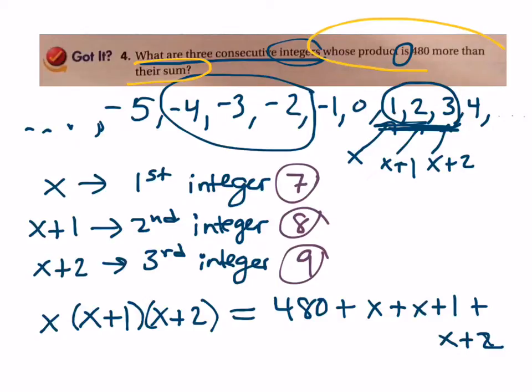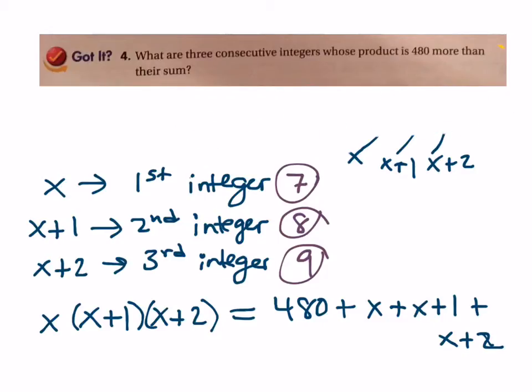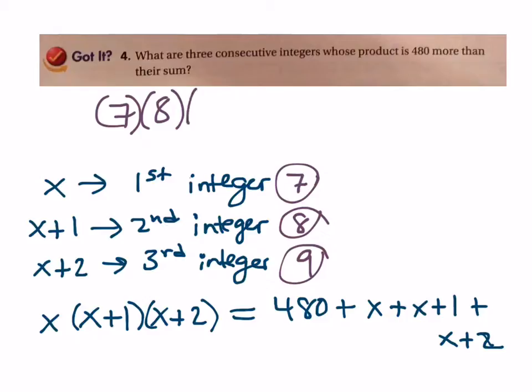Now this one we actually could check. Their product should be 480 more than their sum. So multiply those 3 together, then add them, and see if the product is 480 more than their sum. Try it out: do 7 times 8 times 9, and then add them. Then see if the product is 480 bigger than this sum. I'll leave that for you to check.